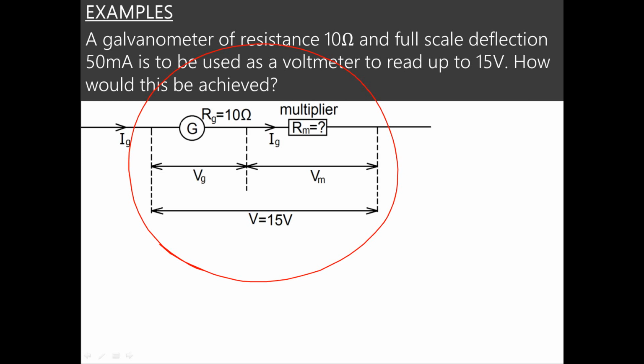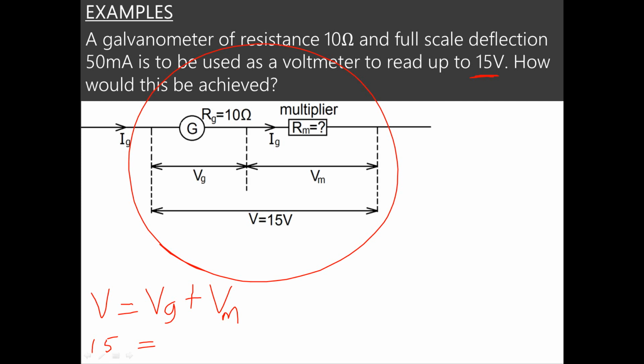the two are making now the voltmeter. And the voltmeter is reading up to 15 volts. So the required voltage should be equal to voltage across the galvanometer plus voltage across the multiplier. So that means that 15 should be equal to the PD across the galvanometer plus the PD across the multiplier.